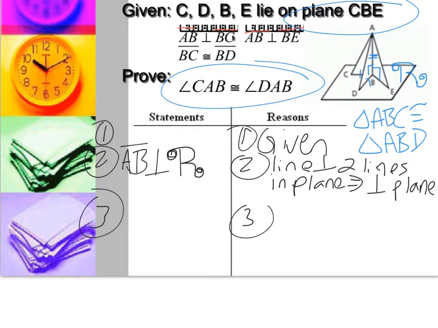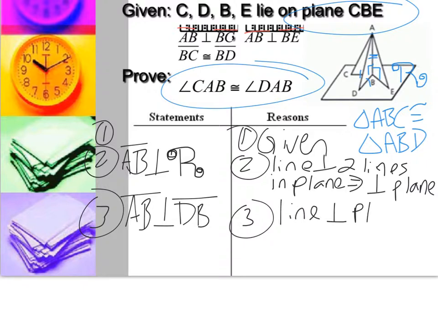Okay. So now that I have a perpendicular to the plane, I can say that AB is perpendicular to DB. Line perpendicular to plane, then perpendicular to any line in plane.